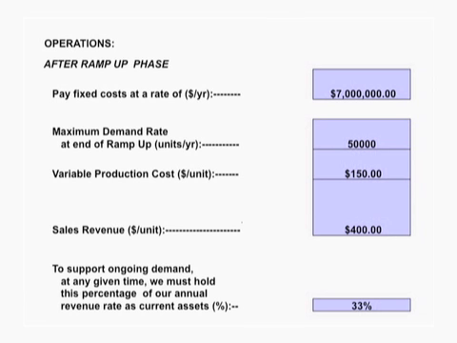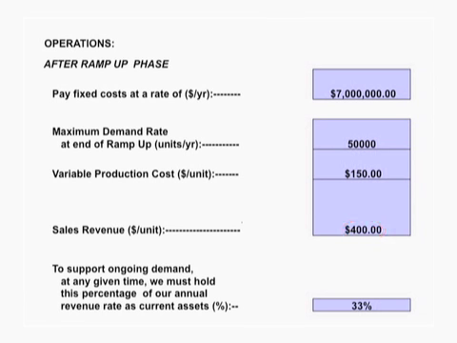And what we're looking at here is under steady state conditions, what are the main drivers of revenues and costs? As you can see in this particular project, they're putting in about $7 million in fixed costs a year. There's a maximum demand rate in units per year of 50,000. There's a variable production cost of $150 per unit for each one that you sell, and there's a sales revenue or price that you get of $400.